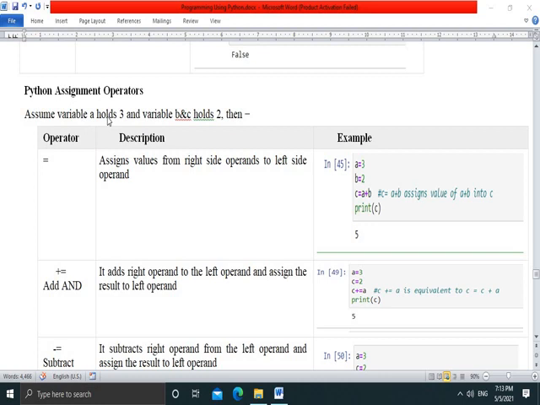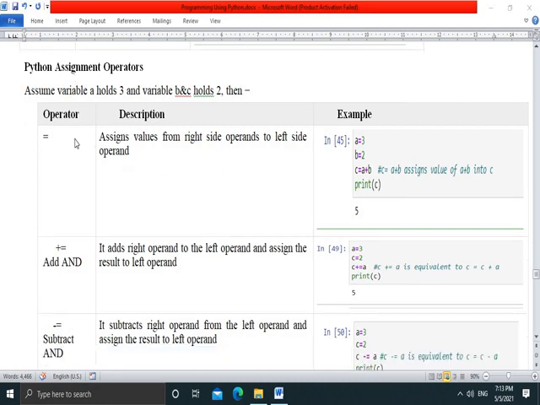Assume variable a holds 3 and b and c hold 2 here in this example. First assignment operator is equal to assignment operator. It assigns the value from right hand side operand to the left hand operand. Means if a is 3, b is 2, c equal to a plus b and you print c, then it assigns value of a plus b to the c. Value of a plus b is 5.